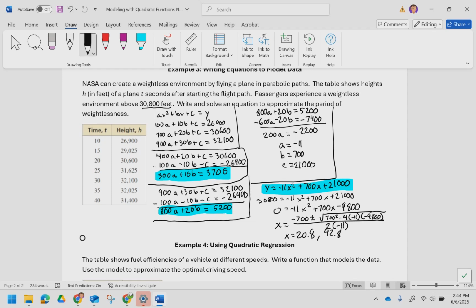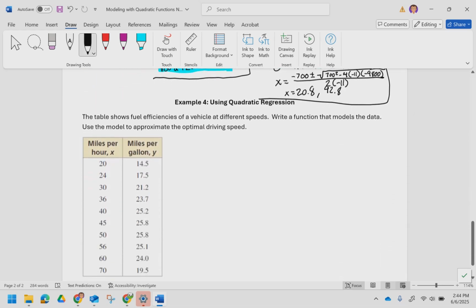So notice the plane was rising up. It passed that threshold at 20.8 seconds and then went down past that threshold after 42.8 seconds. So that means they were weightless for 22 seconds. All right.